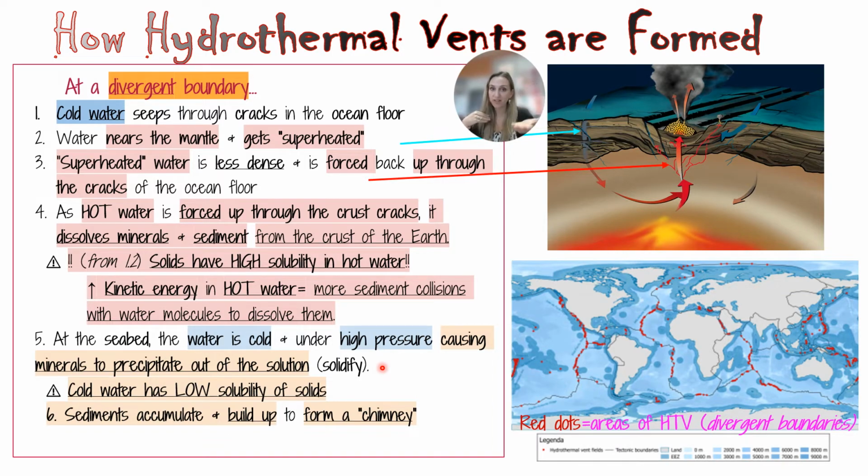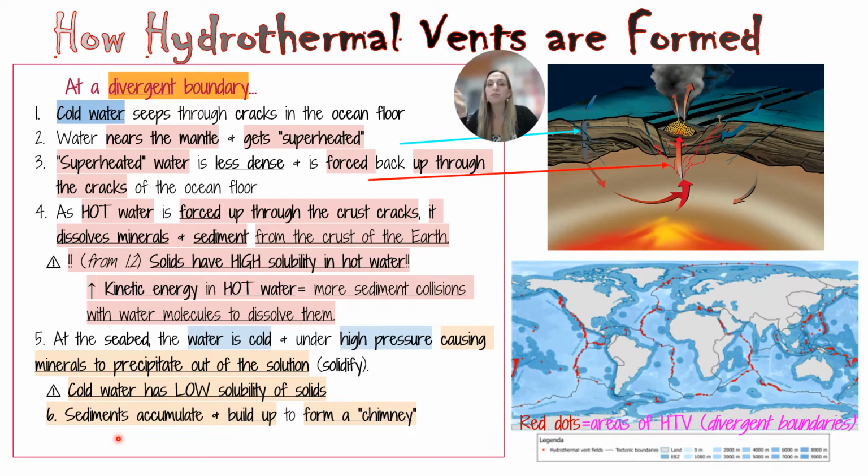So we have really hot water that has a lot of dissolved minerals in it, meeting really cold water at the seabed. When they meet, that hot water is not so hot anymore because the seabed is near freezing. It's not frozen, it can't freeze at the seabed, but it's near freezing. And so the precipitant that comes out of that is the solidified minerals. Why does that happen? Because cold water has low solubility of solids. It does not dissolve solids that well. The kinetic energy gets really low, the particle collisions are really low, and they will come out of solution.